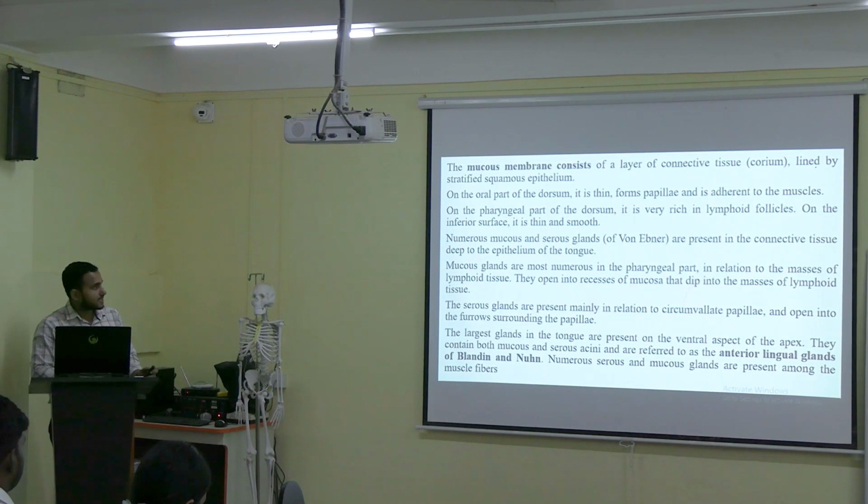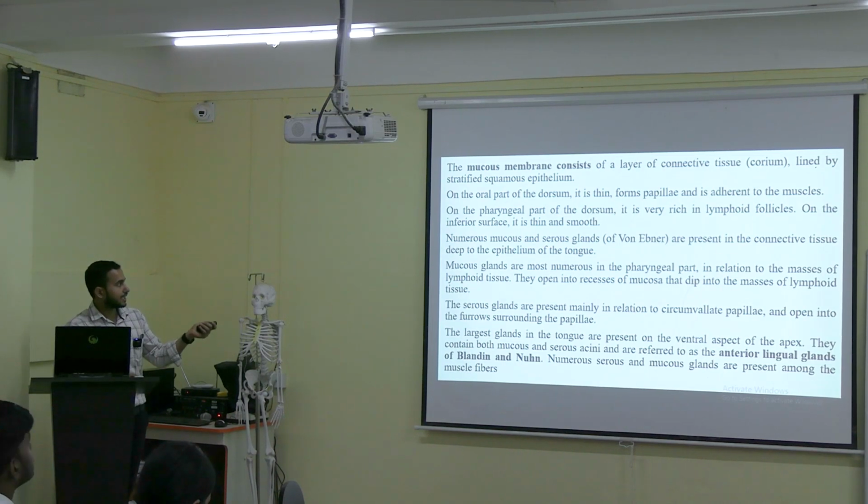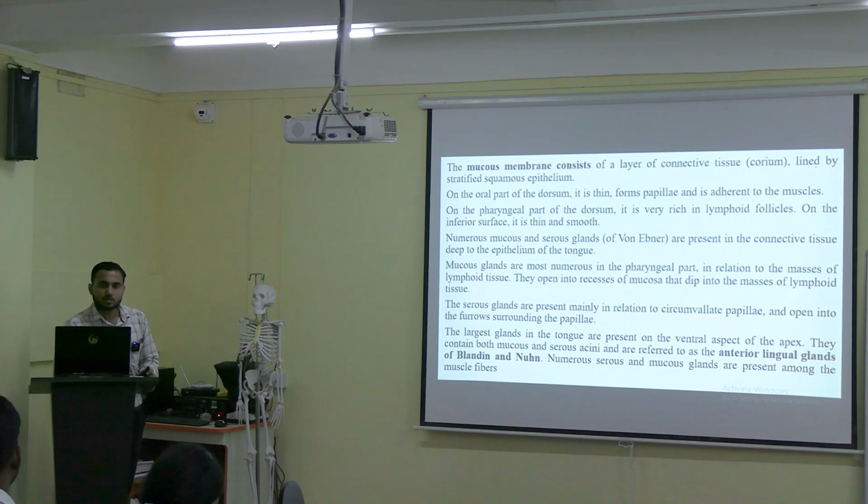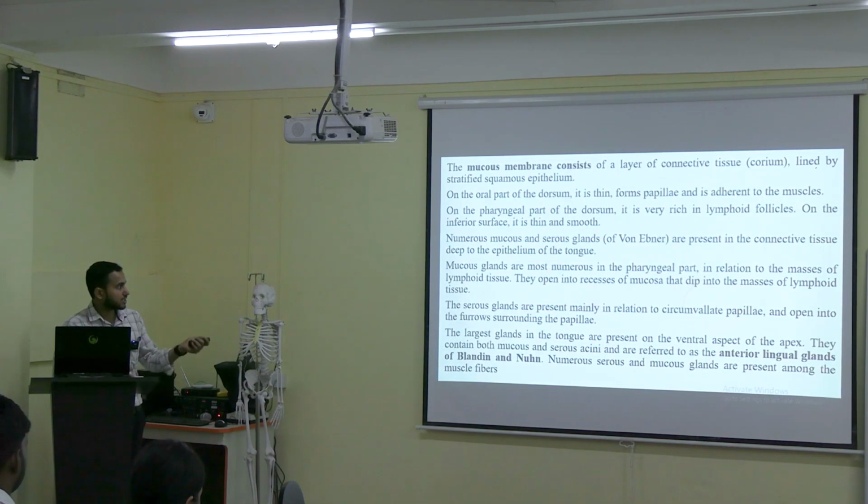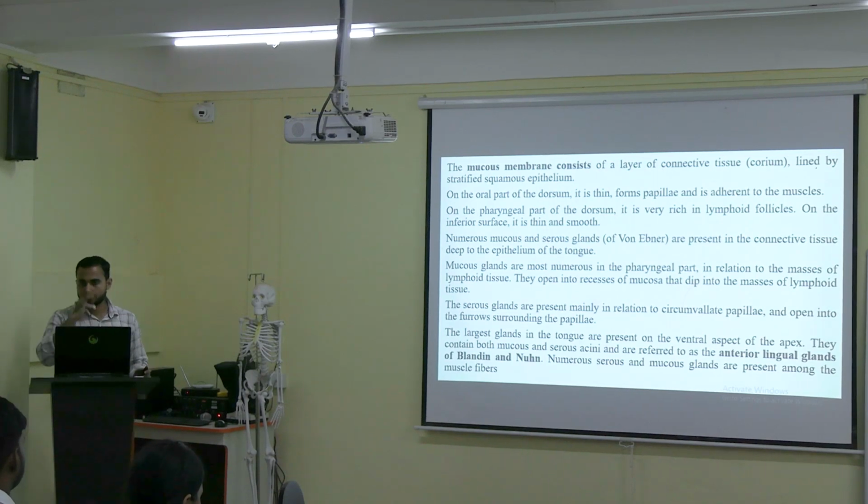Numerous mucous and serous glands are also present, called von Ebner glands. The glands present in the tongue are called von Ebner glands, present in the connective tissue deep to the epithelium of the tongue. The mucous glands are most numerous at the pharyngeal part in relation to the masses of lymphoid tissue. The serous glands are present mainly in relation to the circumvallate papillae. So two different types of glands are present, serous glands and mucous glands.